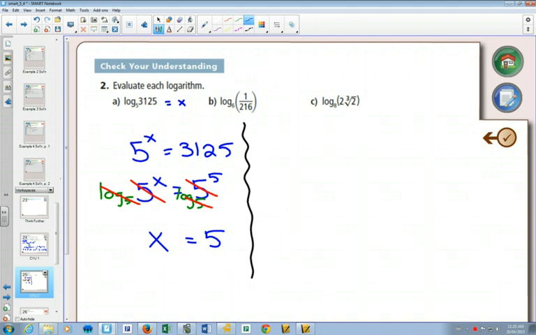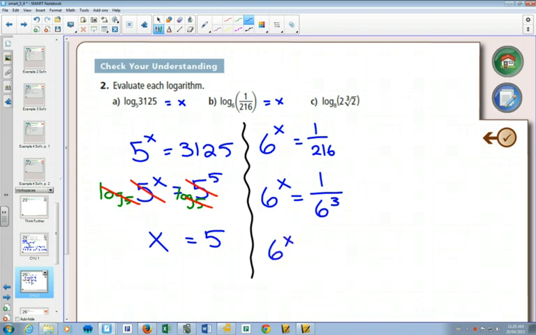For part B, we've got 6 to what power is 1 over 216. And we go to our powers chart, and 216 is 6 cubed. So what are we going to do with that 6 cubed on the bottom? Bring it to the top using your negative exponent law. And I won't take log base 6 of both sides. I'm just going to write x equals minus 3.